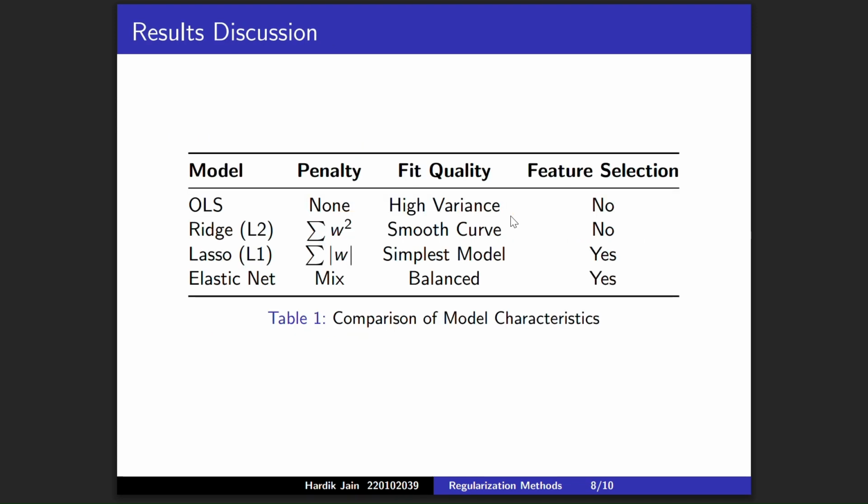So this is a summary. OLS gives overfitting, has no feature selection. L2 has no feature selection, but it is smooth, it does not overshoot. L1 also does not overshoot, but offers feature selection. And Elastic Net is balanced between Ridge and Lasso, and offers feature selection but is computationally more expensive.